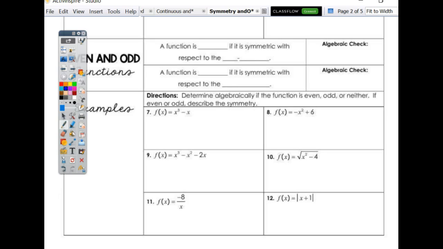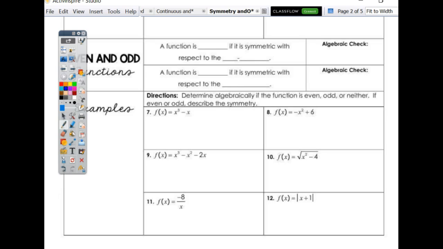So yesterday, we talked about symmetry, right? We talked about x-axis symmetry, y-axis symmetry, and origin. Does everybody remember this? So today what we're going to talk about is odd and even.